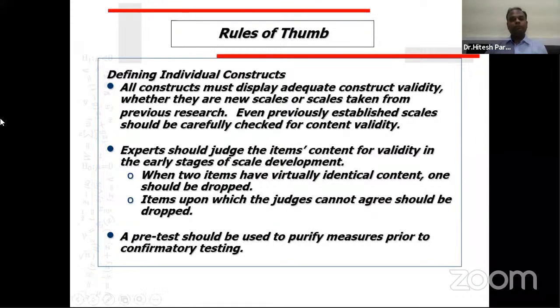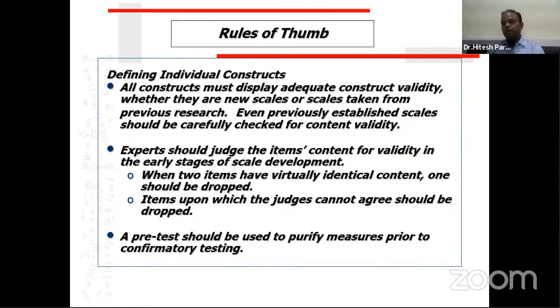As a rule of thumb, all constructs must display adequate construct validity. So we will check whether they are new scales or scales taken from previous research. Each previously established scale should be carefully checked for content validity. Content validity, as you are aware, is a theoretical type of validity. So based on the literature review, we check whether the content that you have identified to represent a construct is appropriate or not.